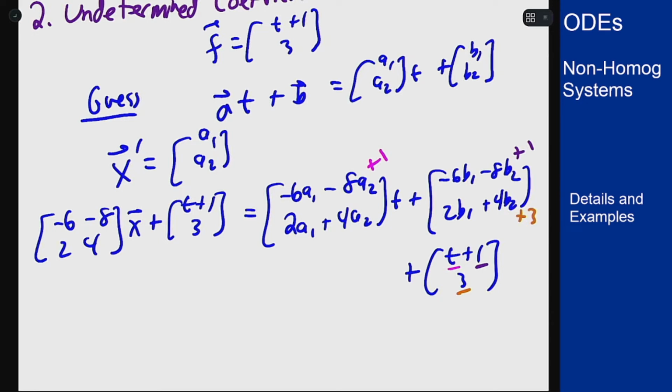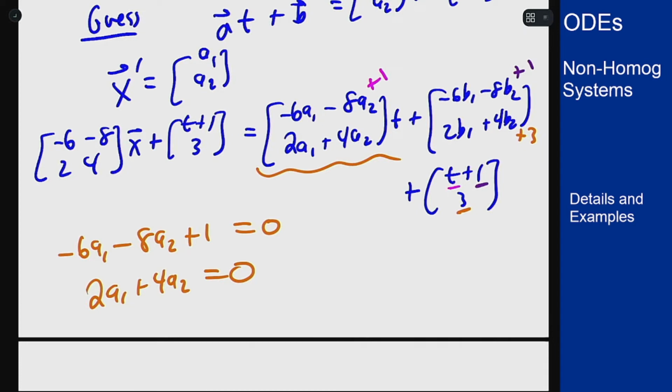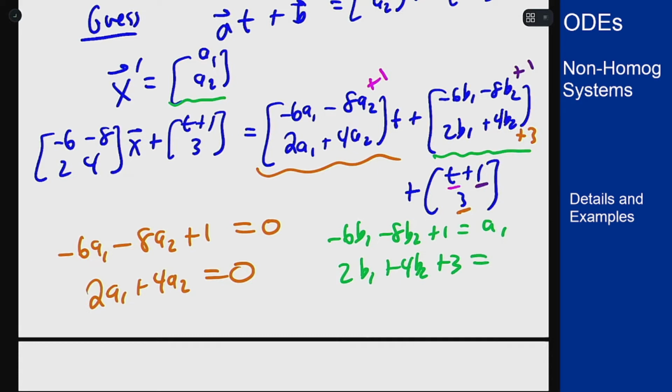Now we've got to pair up our equations. For the t's, there's no matching t on this side of the equation, so those are both going to be equal to 0. So I'll get two equations from this term right here that say minus 6a1 minus 8a2 plus 1 equals 0, and 2a1 plus 4a2 equals 0. And then for the constant terms over here, I have to pair them with the a1 and a2 here. So minus 6b1 minus 8b2 plus 1 equals a1, and 2b1 plus 4b2 plus 3 equals a2.